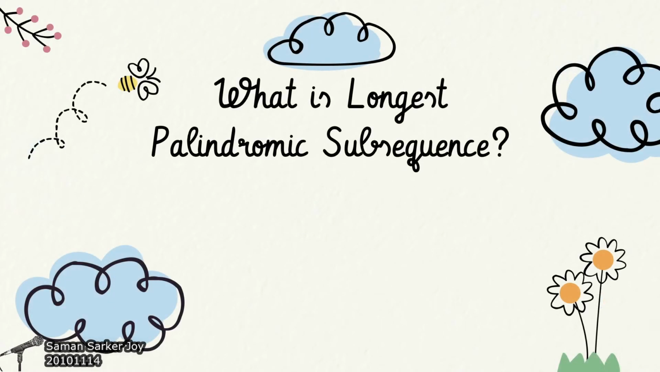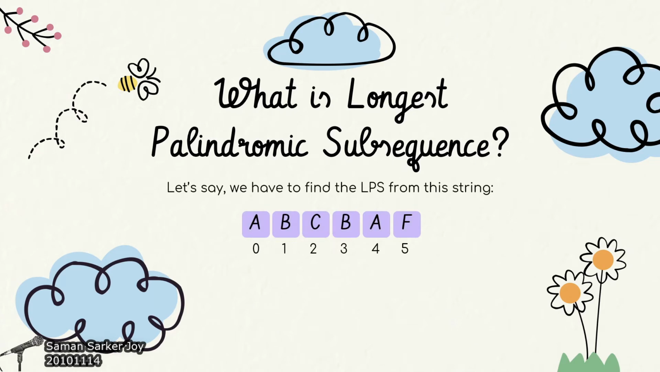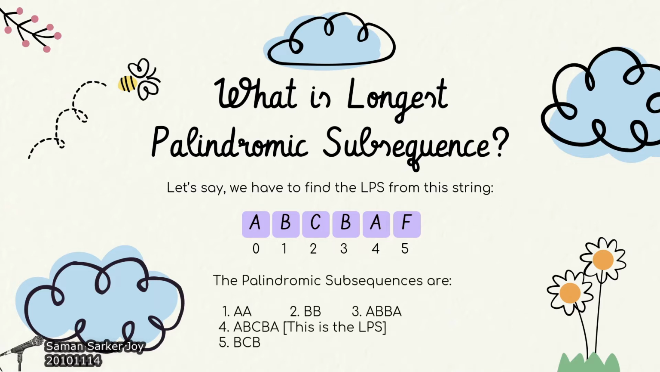Now, from the given understanding, what is the longest palindromic subsequence? If you want to find the LPS of this given string, then we'll have to find all the palindromic subsequences first. If we find the palindromic subsequences here, then this 5 will be there. And we can see ABCBA is the largest one of all of them. So this is the LPS here.